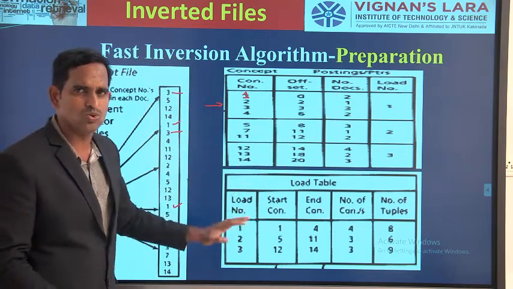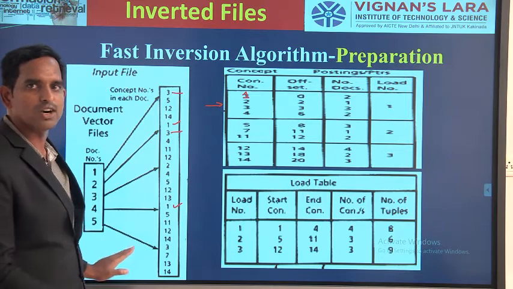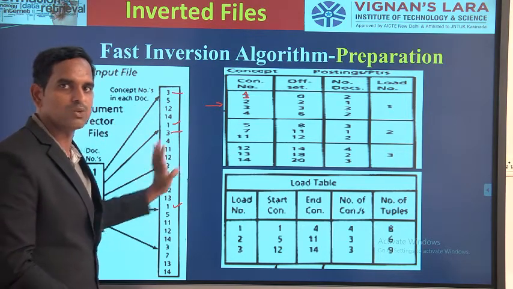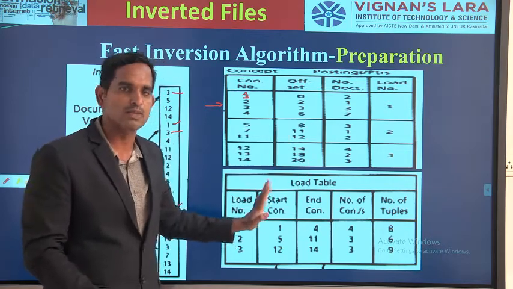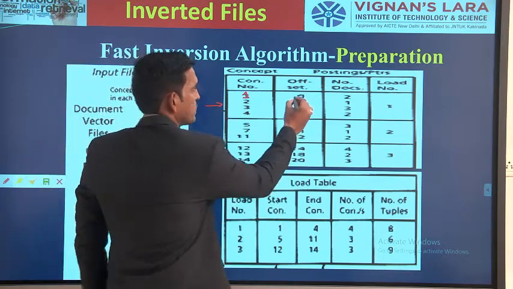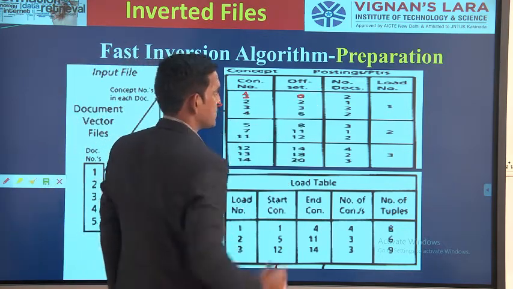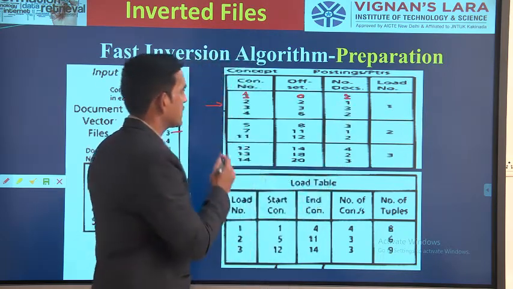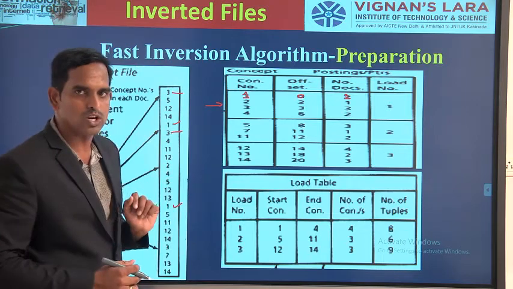To create these 2 files, I have to go through the document vector once. The offset is 0. Why? Because it is the first concept you are looking at. So you are going to have 2 documents, that is, your particular concept is present in 2 documents.